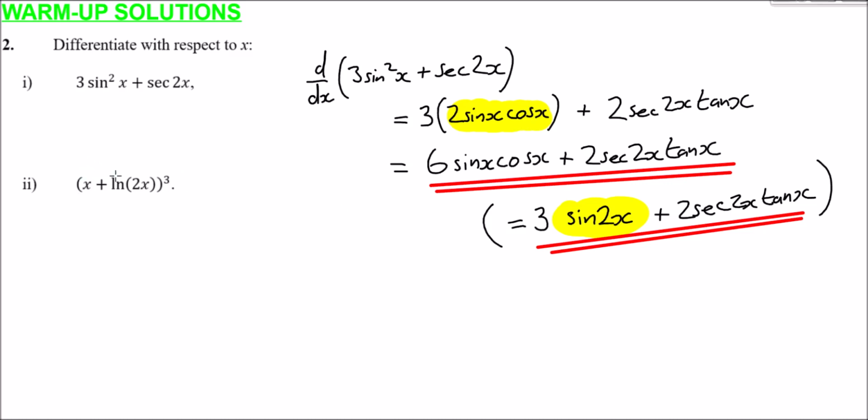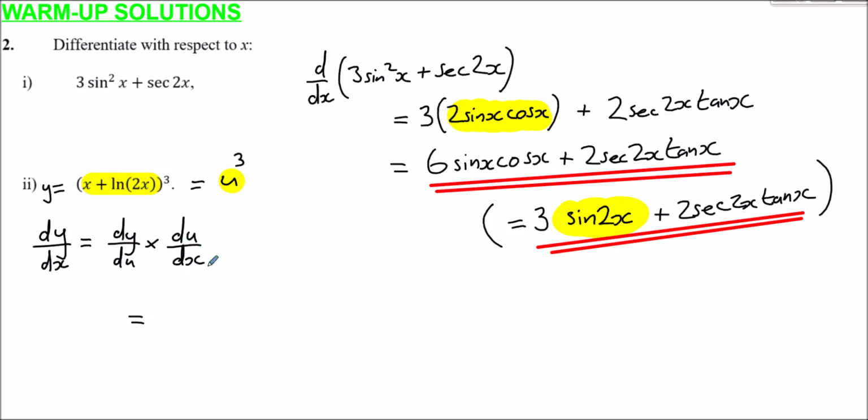Differentiate this one now, x plus ln 2x, all cubed. I'm going to just call this whole thing equal to y, and then y can be u cubed, where u is x plus ln 2x in the brackets. So, applying the chain rule, dy by dx gives dy by du multiplied by du by dx.